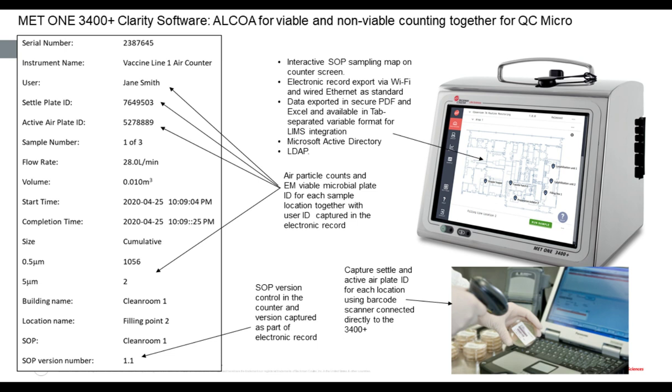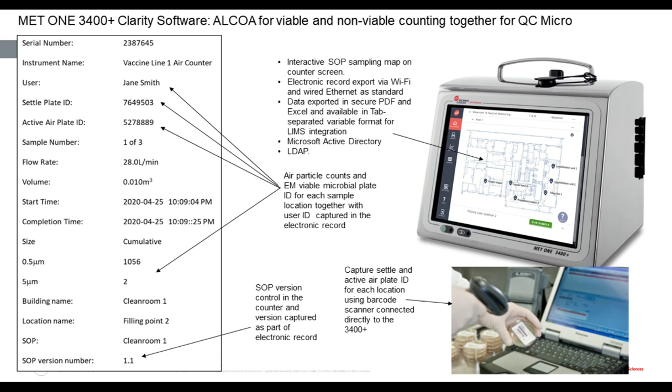So with the new MET ONE 3400+ particle counter from Beckman Coulter, we've tried to address these issues with the Clarity software which runs inside the counter itself. First of all, it improves the accuracy because it allows you to upload your own sampling map from your routine environmental monitoring SOP into the counter, creating an interactive version of that sampling map on the screen of the counter itself.